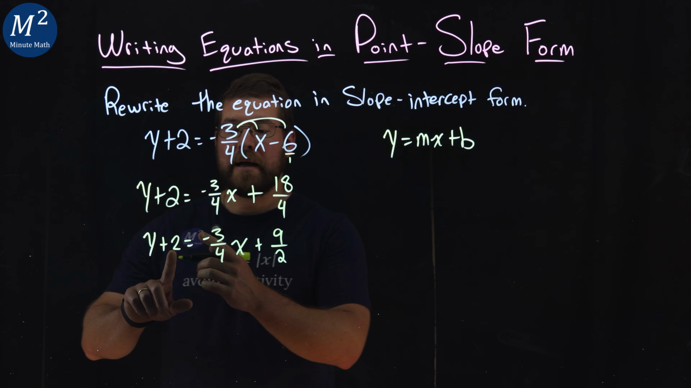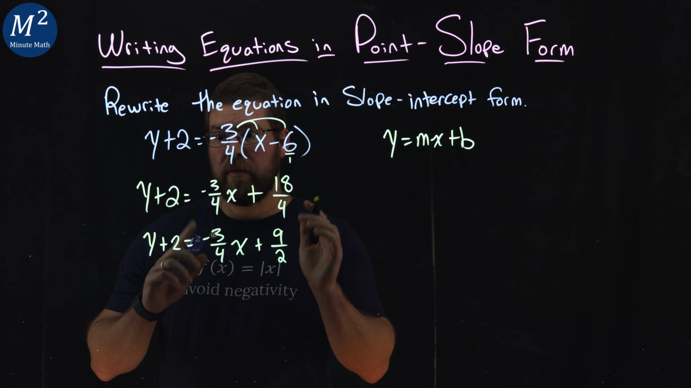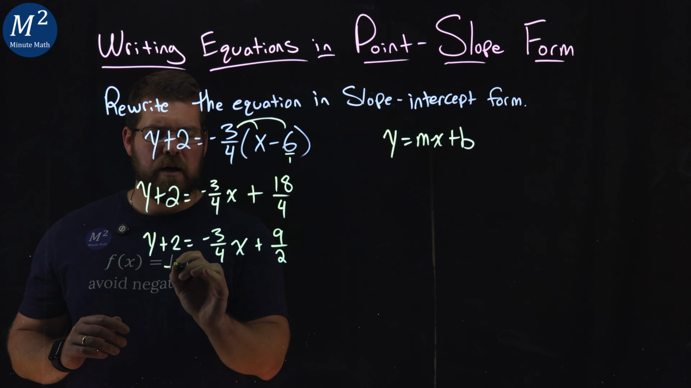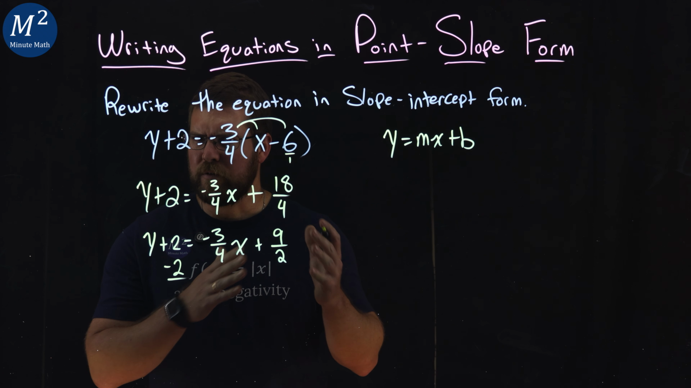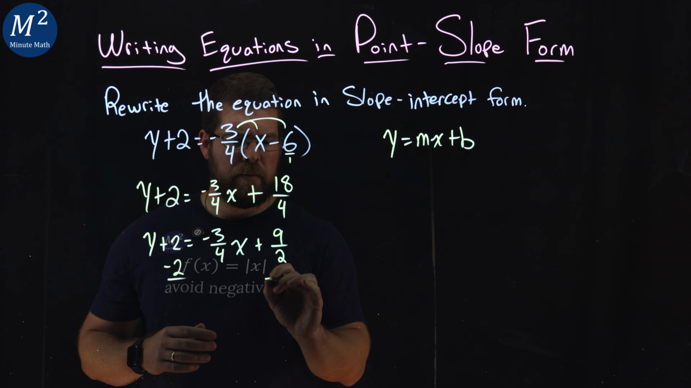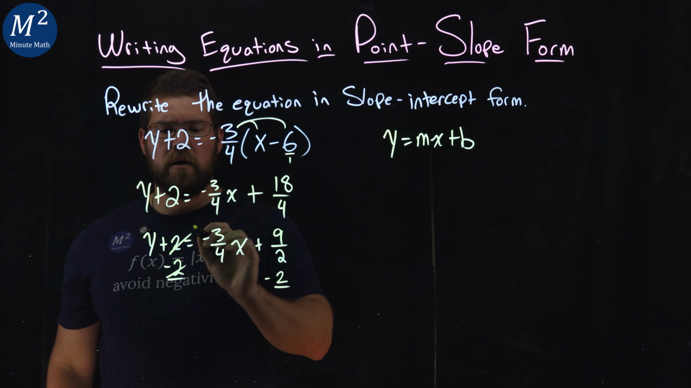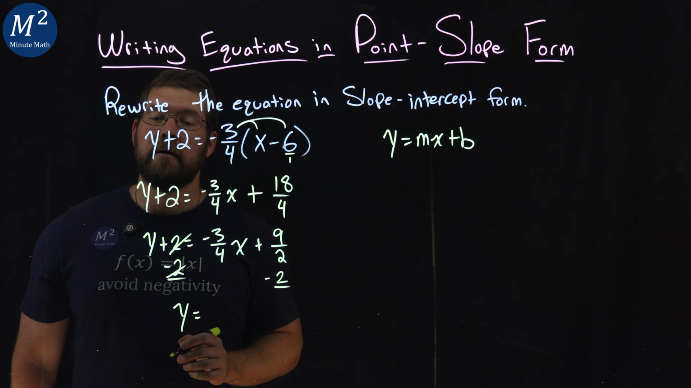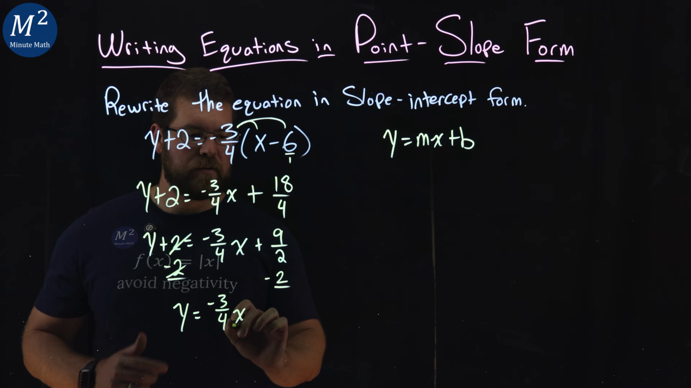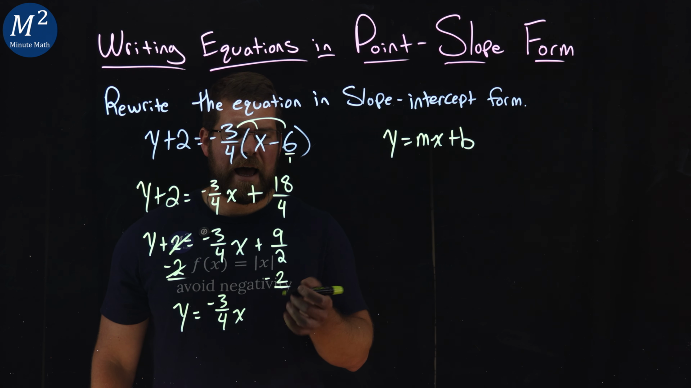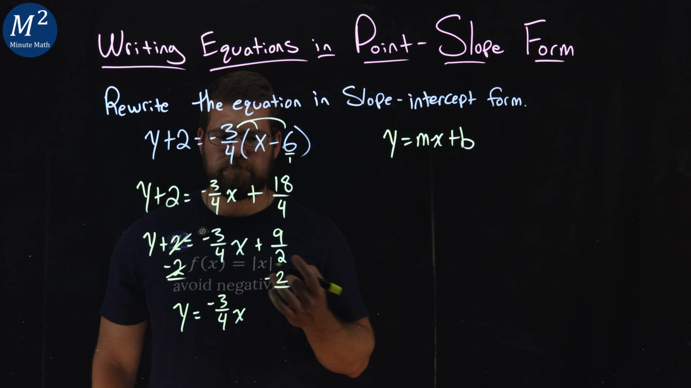We now have to subtract 2 from both sides of the equation to get y by itself. I'm going to subtract 2, and I'm going to put it with its like term. Even though it's a fraction, there are still numbers: minus 2. The 2's cancel, and y goes by itself down here. Negative 3/4 x comes down, and now we have 9/2 minus 2.